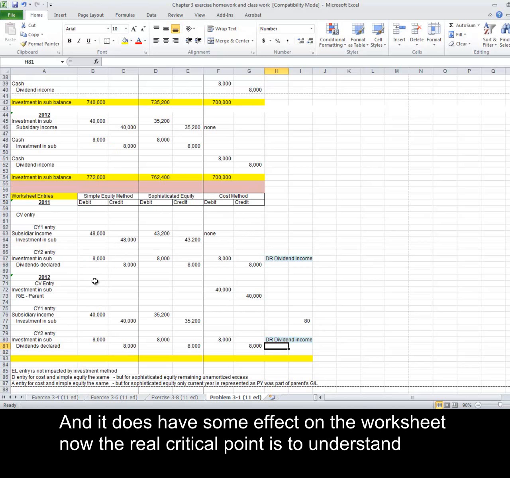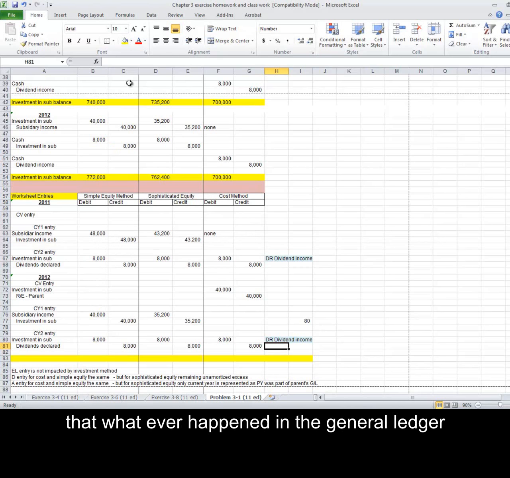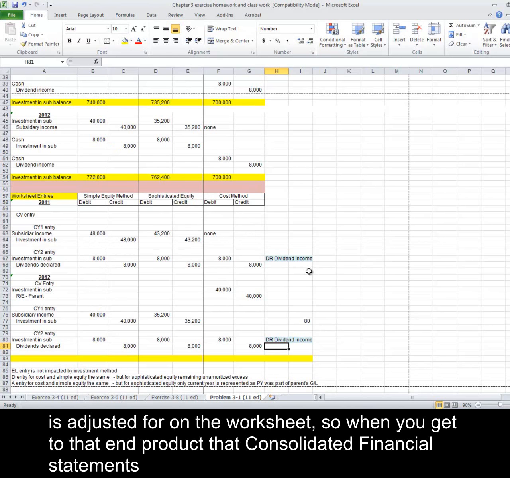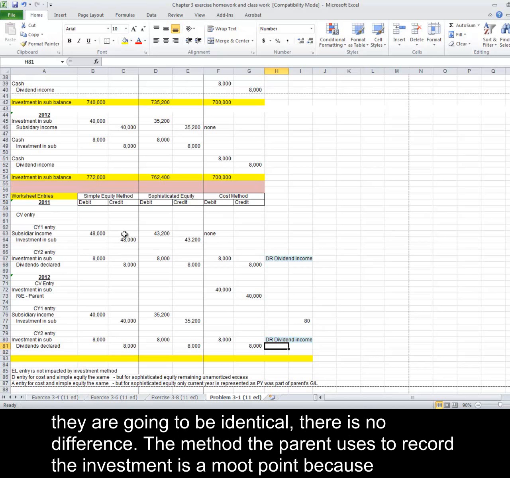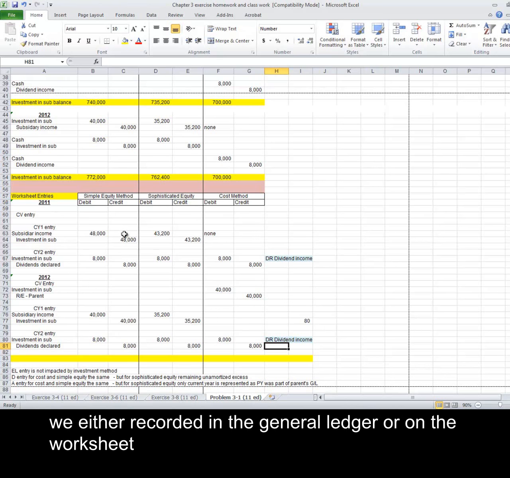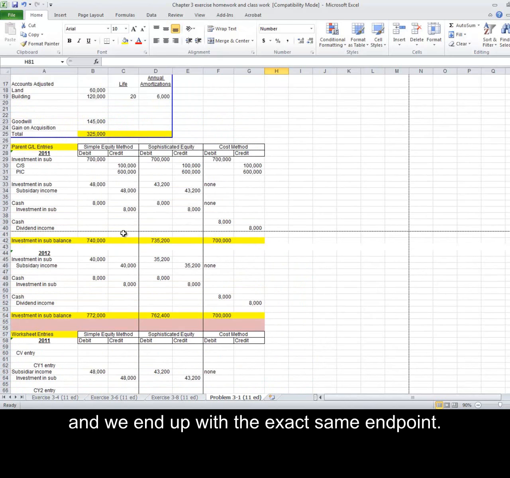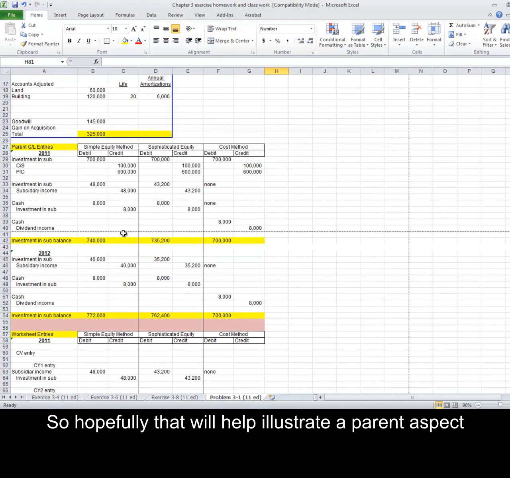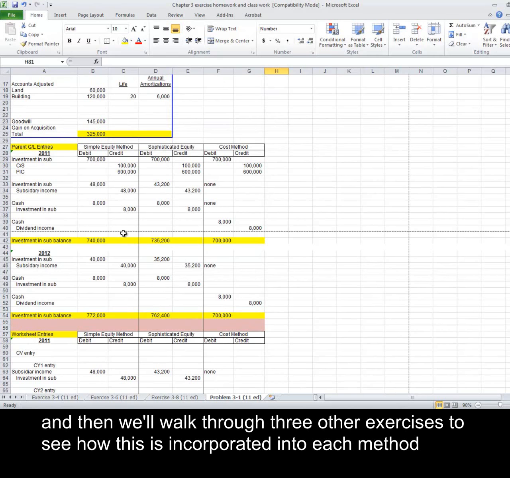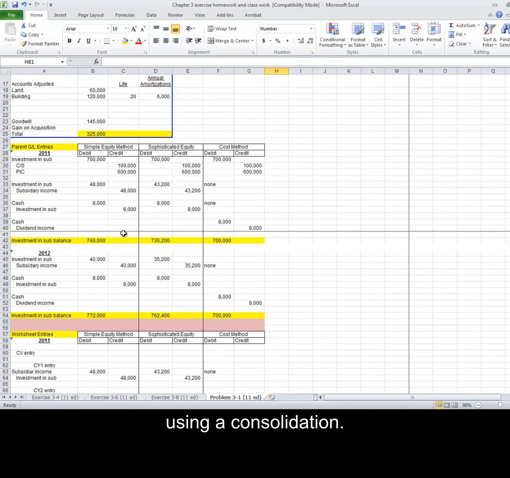Now the real critical point is to understand that whatever happened in the general ledger is adjusted for on the worksheet. So when you get to the end product, the consolidated financial statements, they are going to be identical. There is no difference. The method the parent uses to record the investment is a moot point because we either record it in the general ledger or on the worksheet and we end up at the exact same endpoint. So hopefully that will help illustrate the parent aspect, and then we'll walk through 3 other exercises to see how this is incorporated into each method using a consolidation.